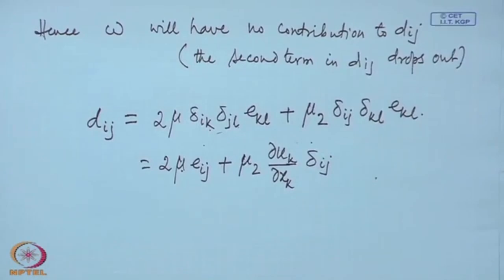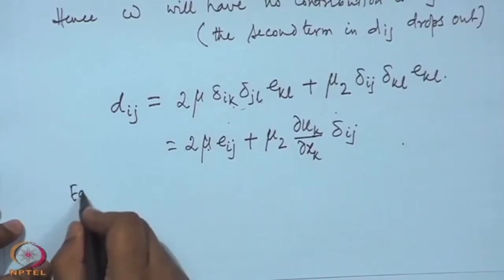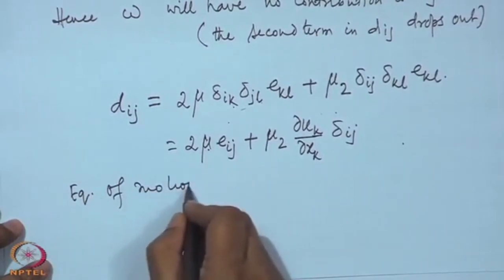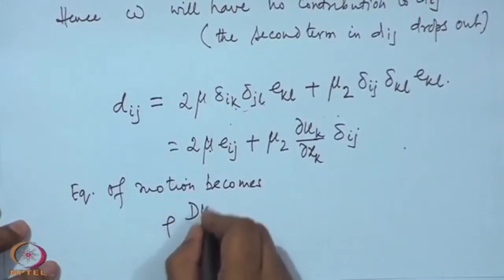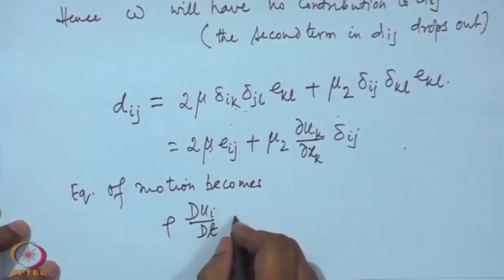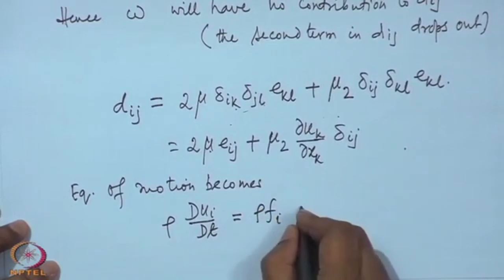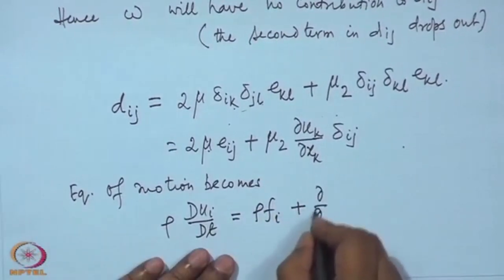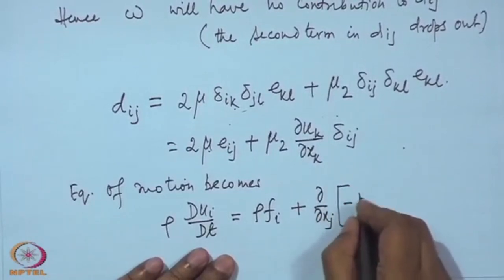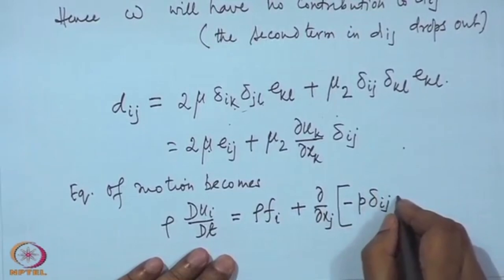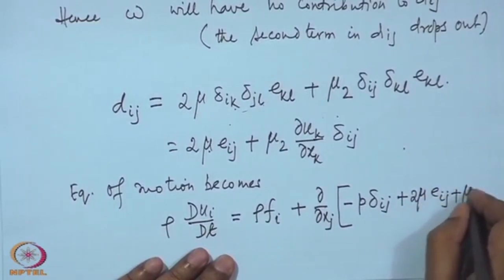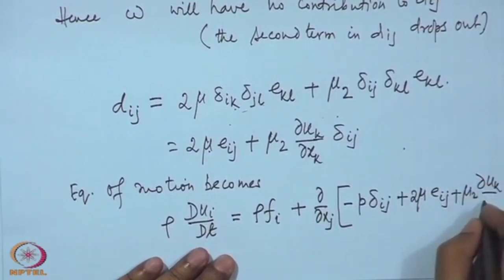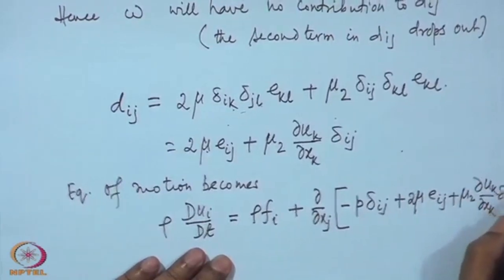And now, of course, we can put it in that general form of the equation. So, the equation of motion becomes rho du_i/dt equal to rho f_i plus d/dx_j of minus p delta_ij plus 2 mu e_ij plus mu 2 du_k/dx_k delta_ij.